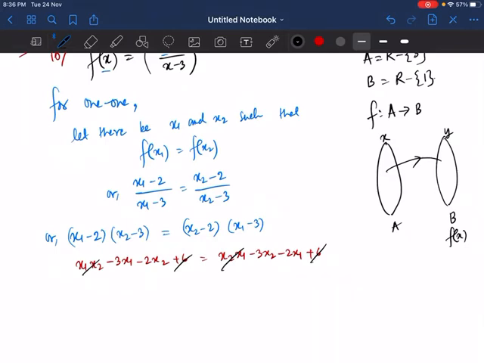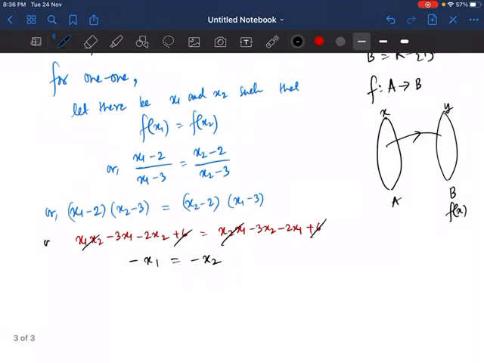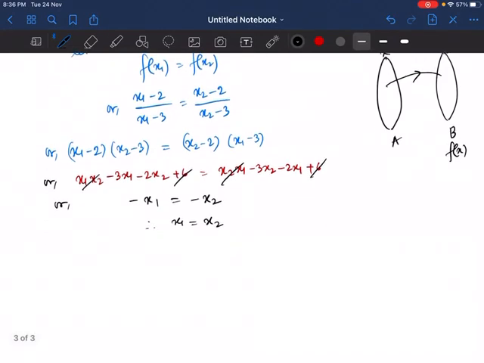Let's take all the x1 to one side and all the x2 to the other side. So here we have minus 3 x1, and minus 2 x1 goes here, so we have minus x1. Minus 3 x2, and minus 2 x2 goes to that side and becomes plus 2 x2, so we have minus x2. Therefore x1 is equal to x2. So once we see that f(x1) is equal to f(x2) implies that x1 is equal to x2, we can write here, hence f(x) is a one-one function, because we have proved that.